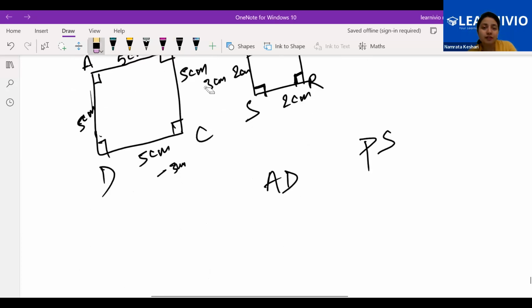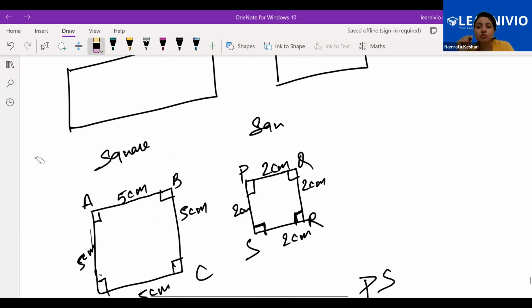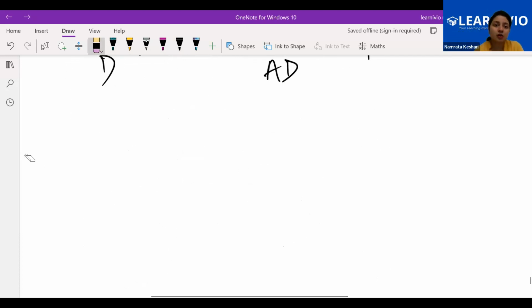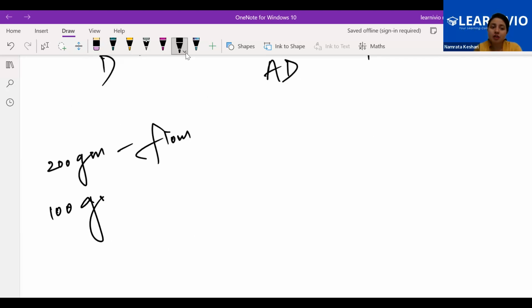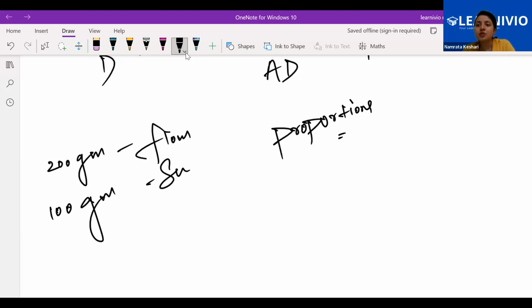Now this word proportion, have you heard it while baking a cake? The proportion needs to be very accurate, then only we will be able to bake a cake. When you go and find a recipe on Google, it will say 200 grams of flour, then maybe 100 grams of sugar. So the proportions are given over there. What is the meaning of proportions? That means the ratio is given over there.